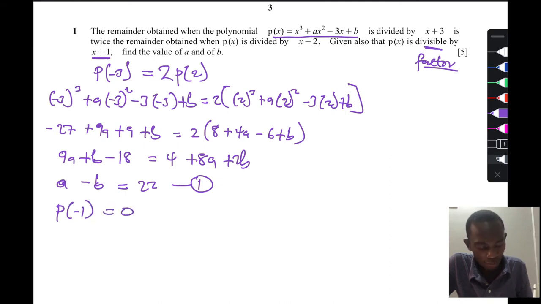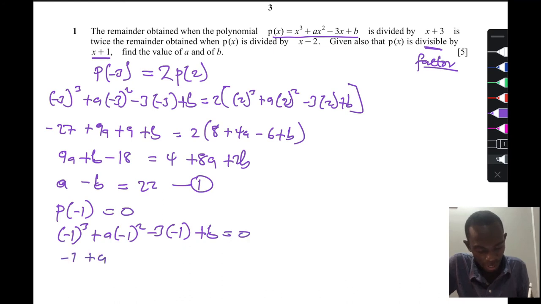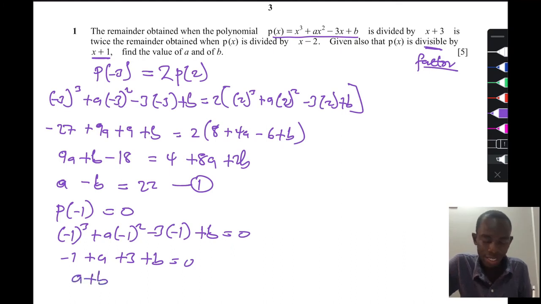So let's put negative 1 there and cube it. Then we have negative 1 squared. Then we have minus 3 into negative 1 plus b equals 0. That's negative 1 plus a plus 3 plus b equals 0. So that will give us a plus b. Now negative 1 plus 3 is positive what? 2. Move it to the other side, negative 2. Call that equation number 2.